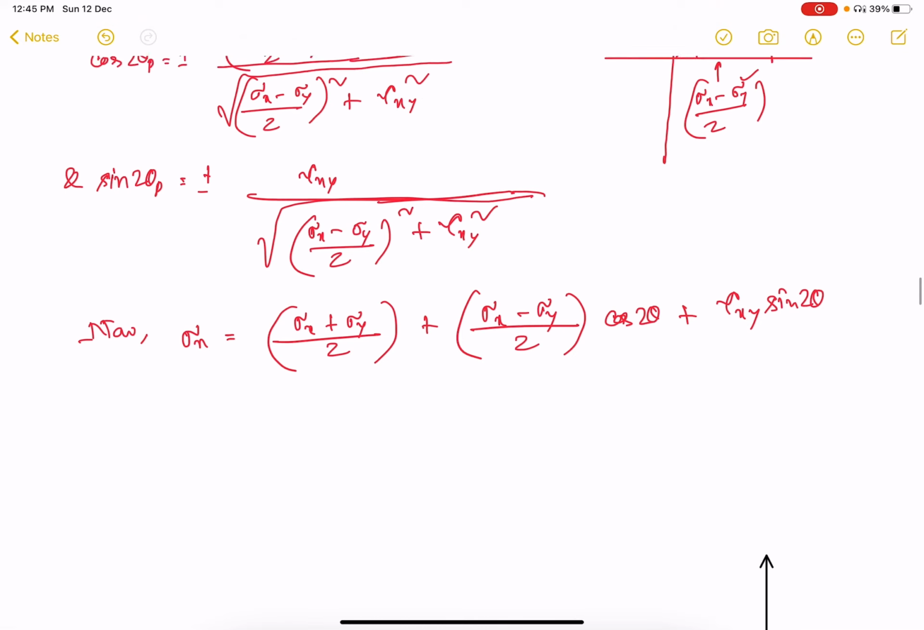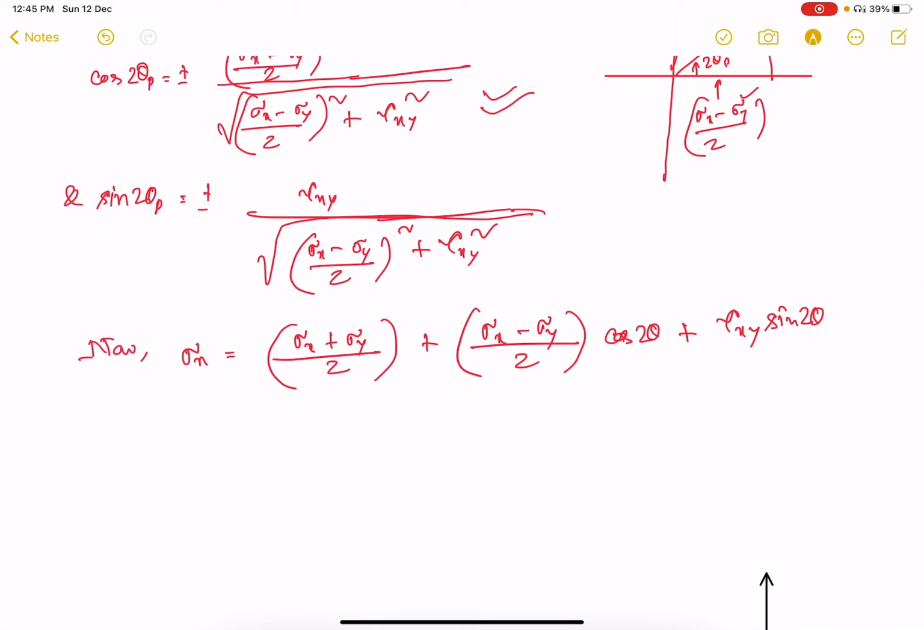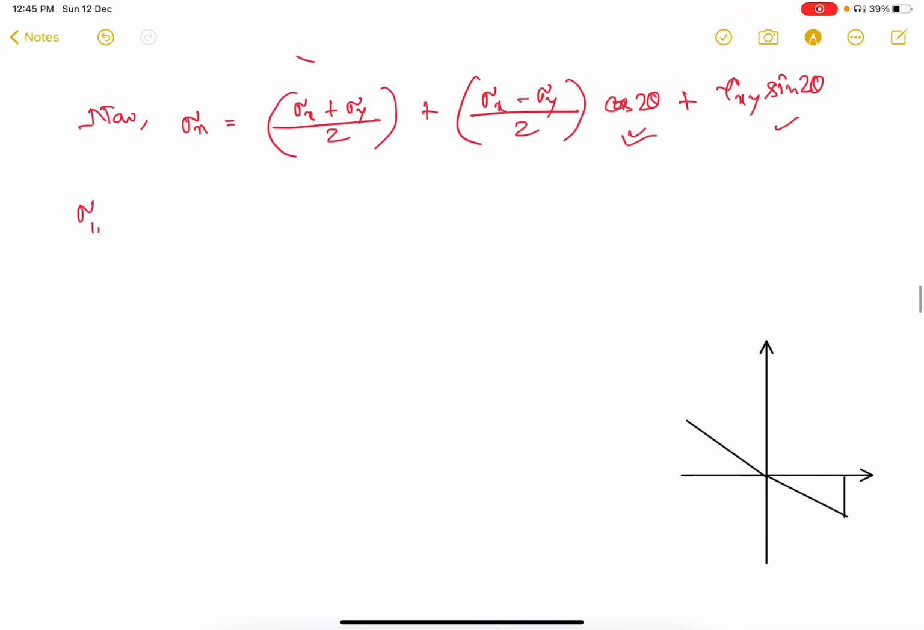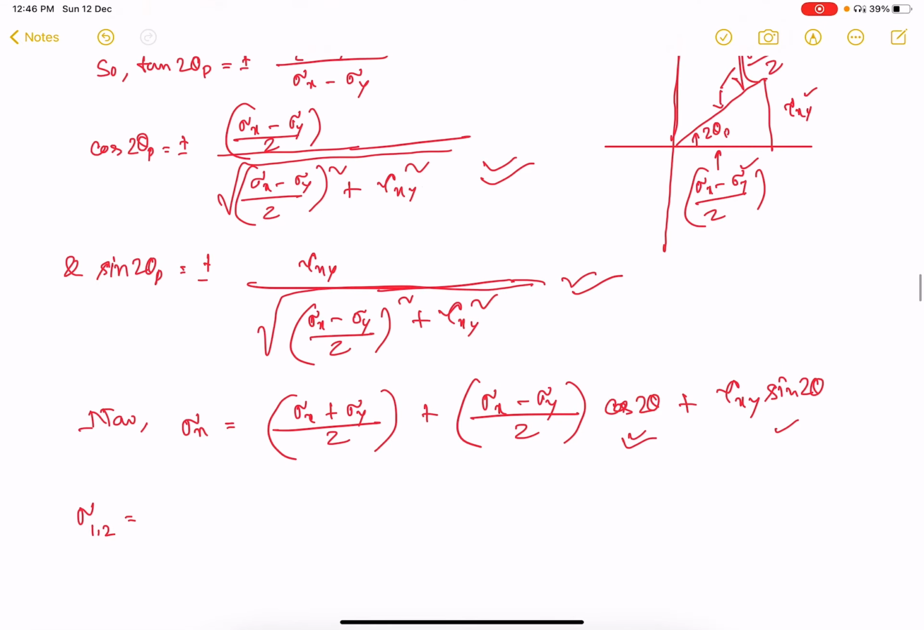So clearly, when we put this value here, what we will get are sigma 1 and sigma 2, the principal stresses, because these sine 2θp and cos 2θp are the sine and cosine values corresponding to the principal stresses.